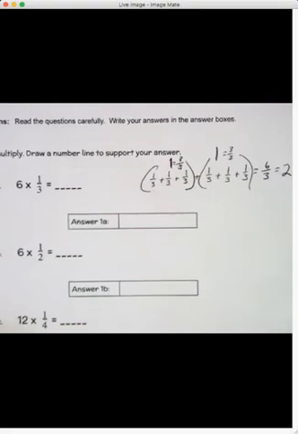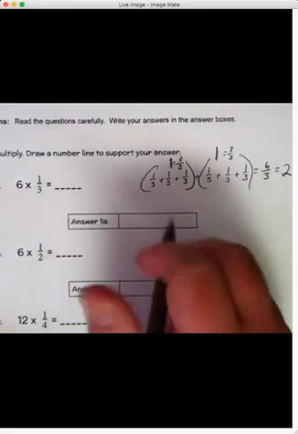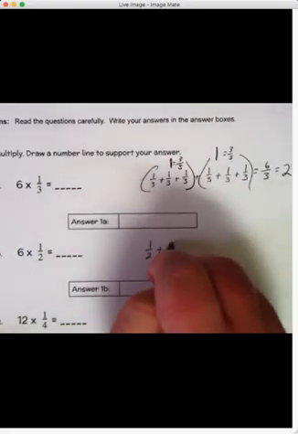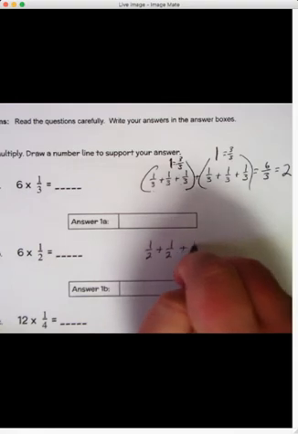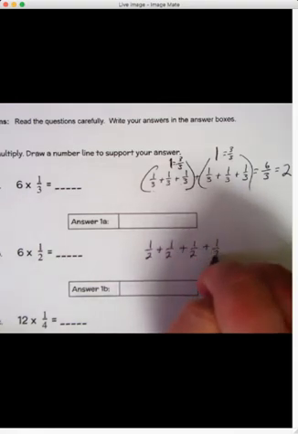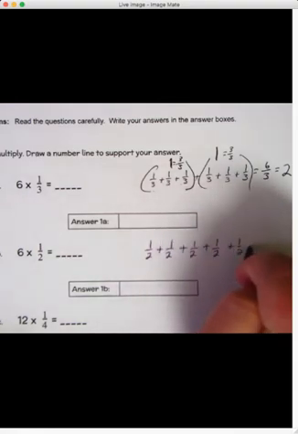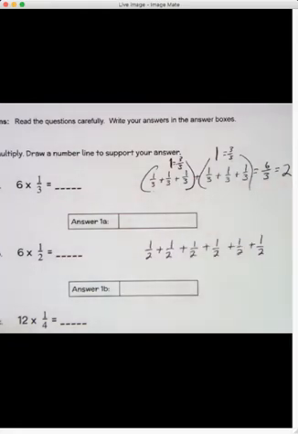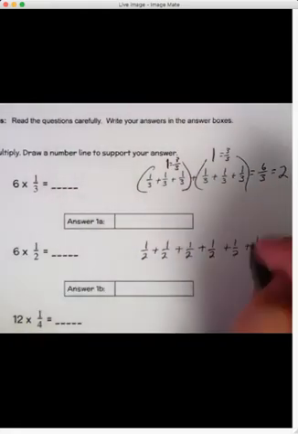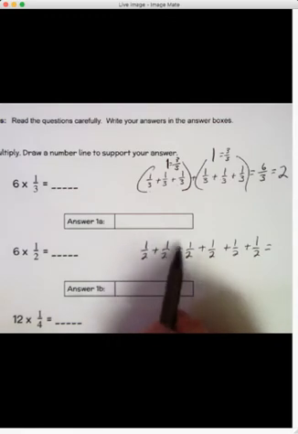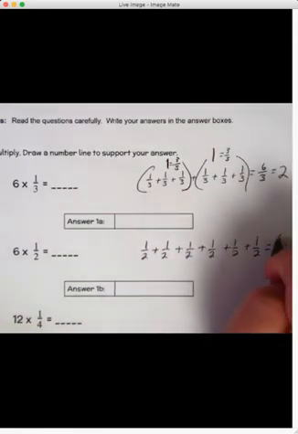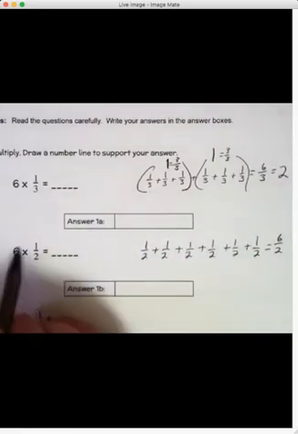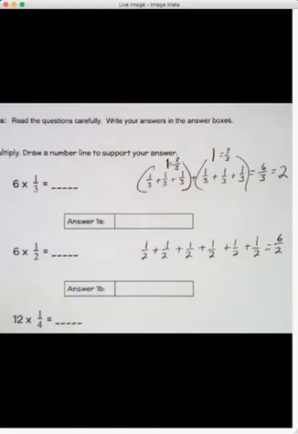Let's look at this next one. 6 times 1/2. So we're going to do the same thing. 1/2 plus 1/2 plus 1/2 plus 1/2 plus 1/2 plus 1/2. If we were to add all those halves together, we would have 1, 2, 3, 4, 5, 6 halves. 6 times 1/2 is 6 halves.